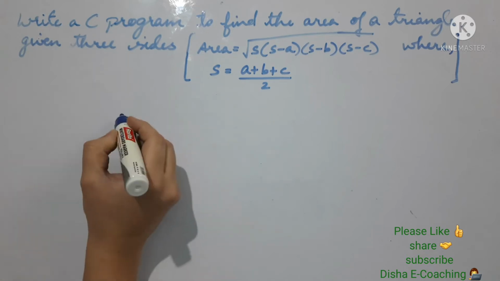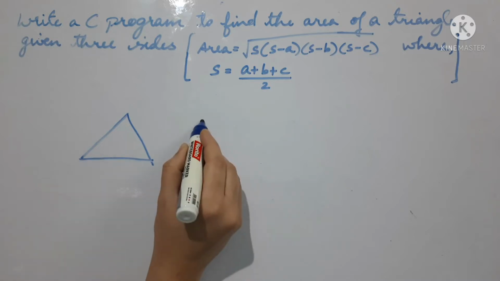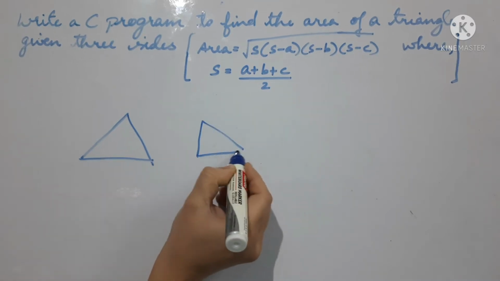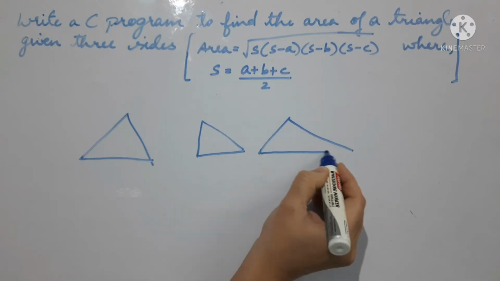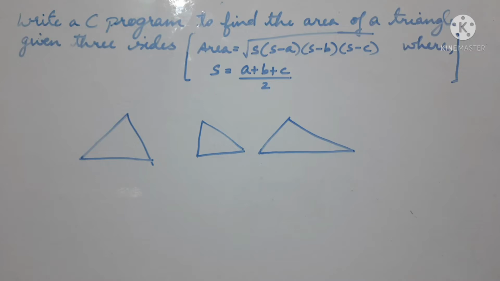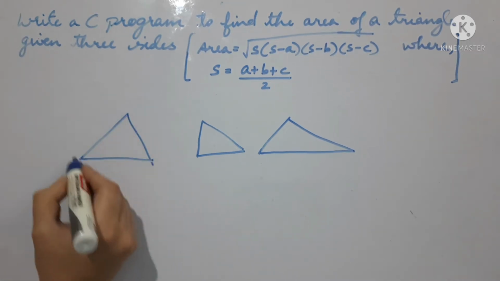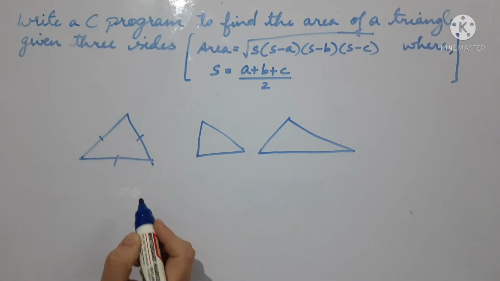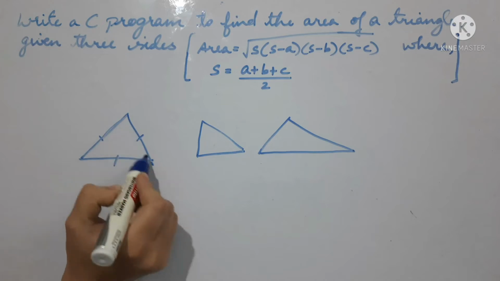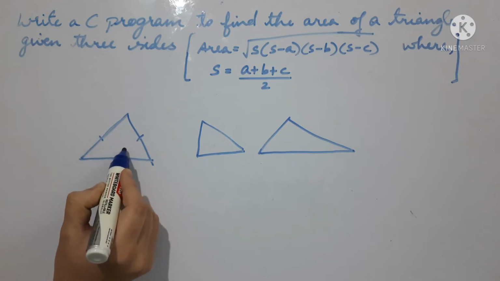Okay, so what is a triangle usually? Triangle is any shape which is having three sides. There are different kinds of triangles. But how do we find the area of a triangle? When we want to find the area of a particular triangle, we will be requiring the values of three sides. Once we know the values of three sides, we can calculate how much area this triangle is having.